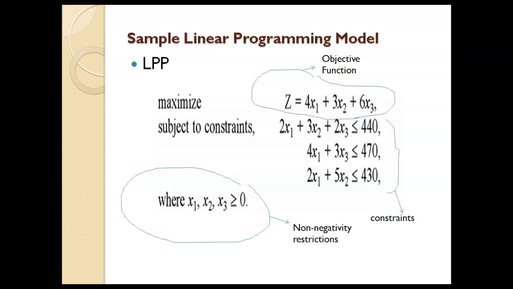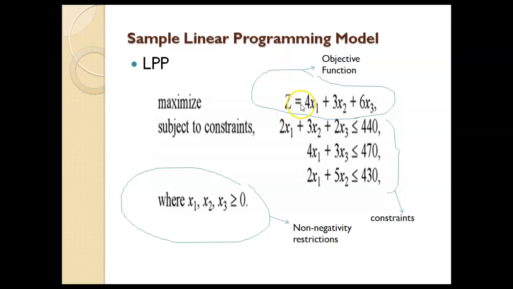So now let us try to understand what we have discussed in the previous slides. So let us take a sample linear programming model. Okay. So LPP means linear programming problem. Maximize the objective function z, which is equal to 4x1 plus 3x2 plus 6x3, subject to the constraints 2x1 plus 3x2 plus 2x3 less than equal to 440, 4x1 plus 3x3 less than equal to 470, 2x1 plus 5x2 less than equal to 430.